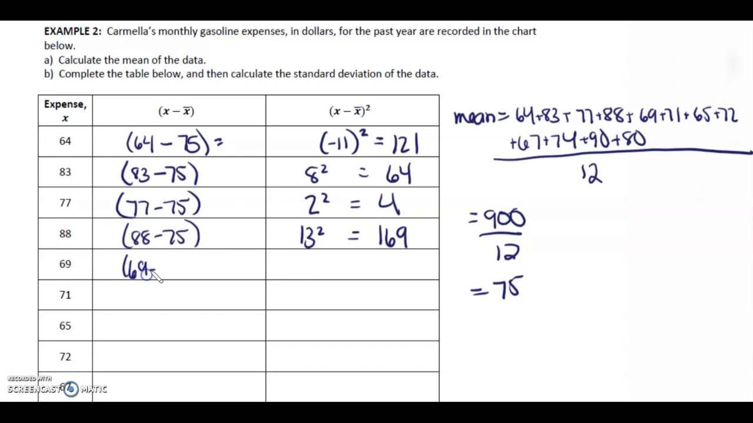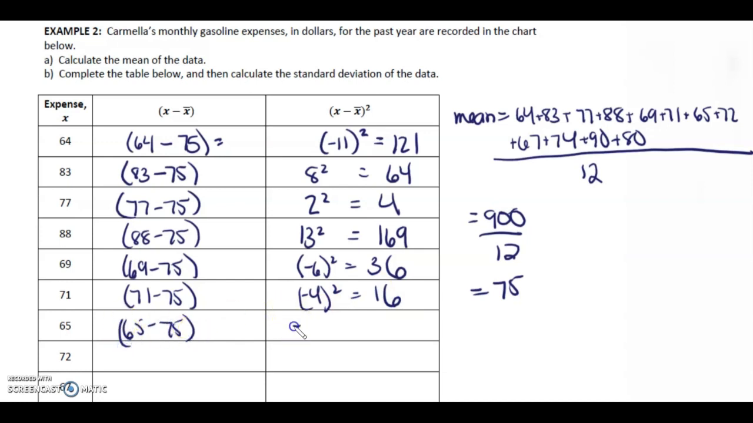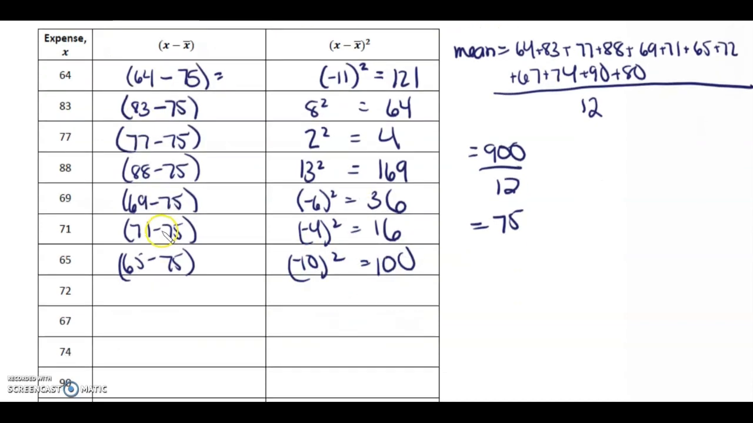Okay, so we have 69 minus 75, which is negative 6. When we square that, we get 36. We get 71 minus 75, which is negative 4. And when we square that, we get 16. 65 minus 75, which is negative 10. When we square it, we get 100. We get 72 minus 75, and we get negative 3 for that. When we square it, we get 9.